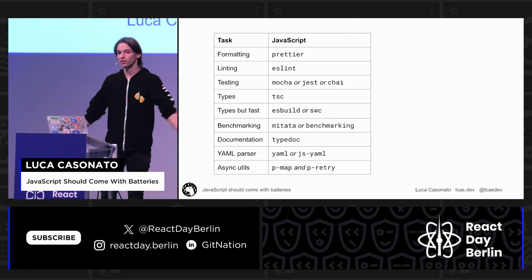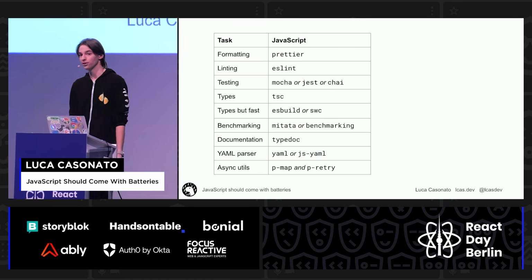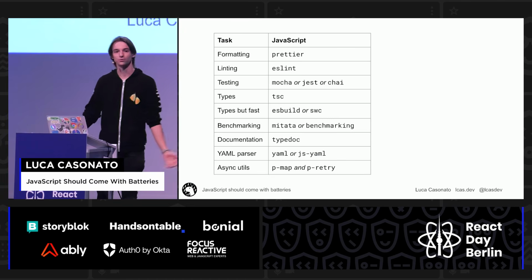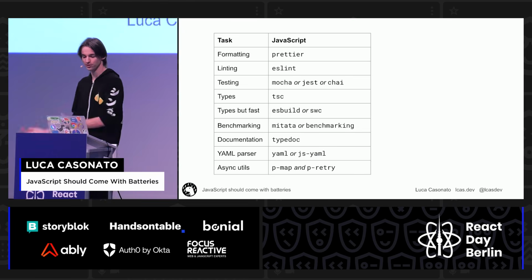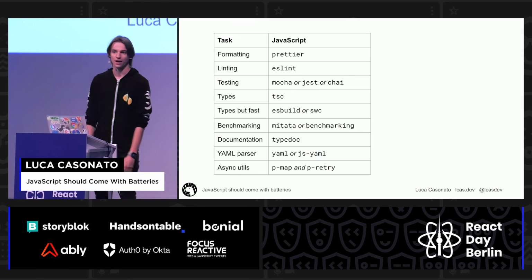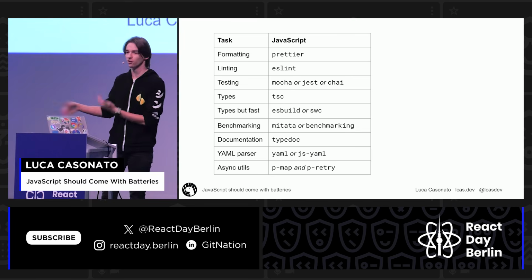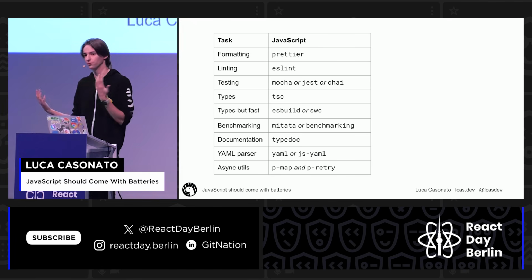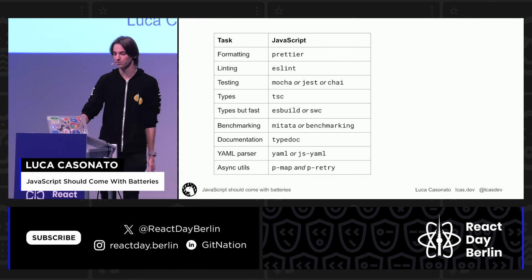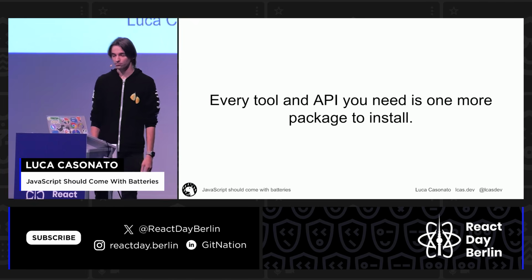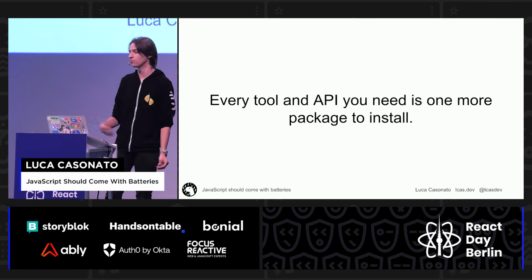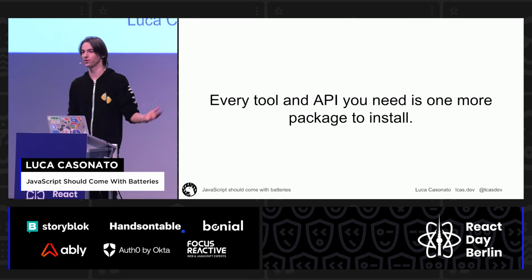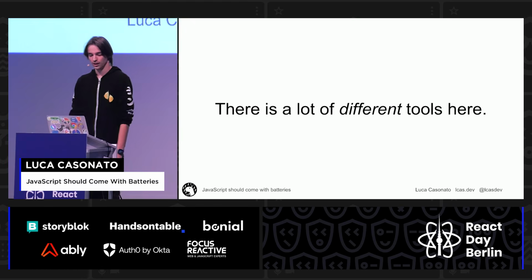And then you need to pull in a bunch of packages for things that you're going to need to do. Like, you need to pull in a package to do YAML parsing because you have a config file that's written in YAML that some other team gave you, or you want to call some service that fails very frequently, so you want to do that with retries. You need to pull in some library for that. And this ends up with every tool and API that you need being one more package that you install. So you have this very large package.json.